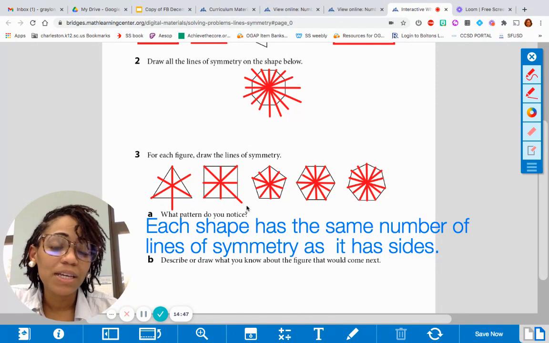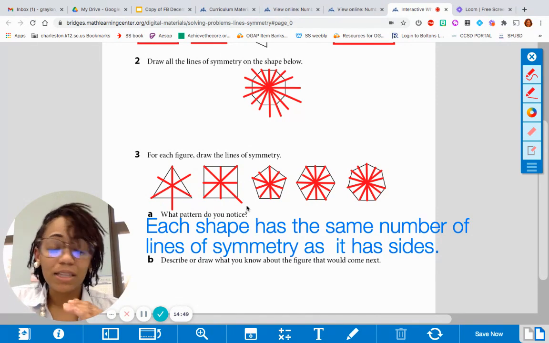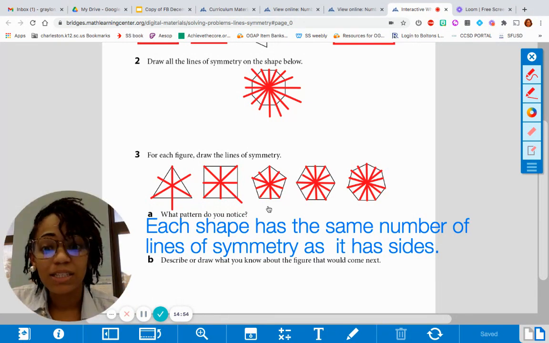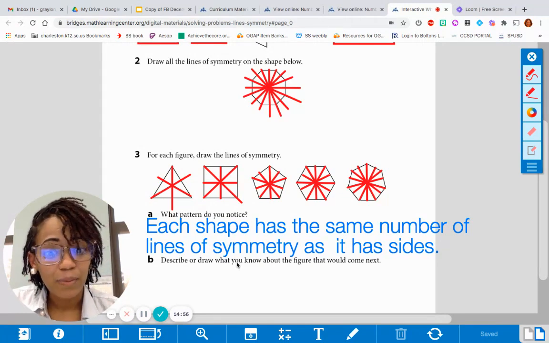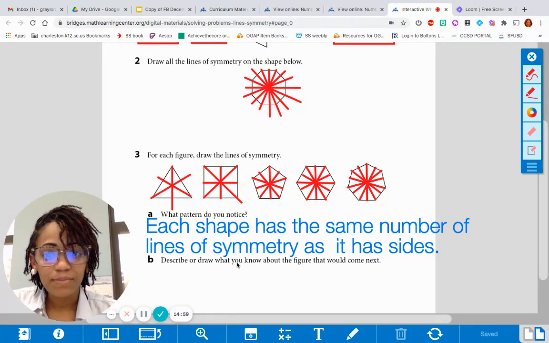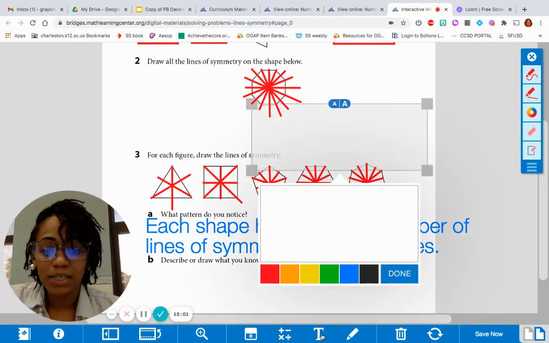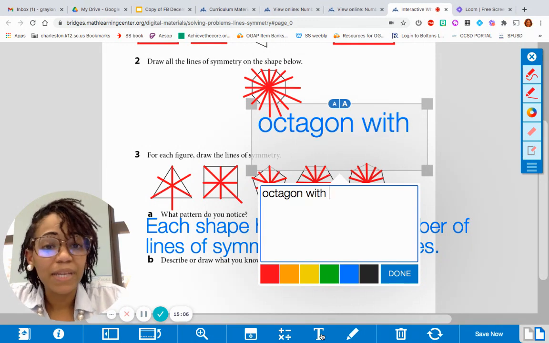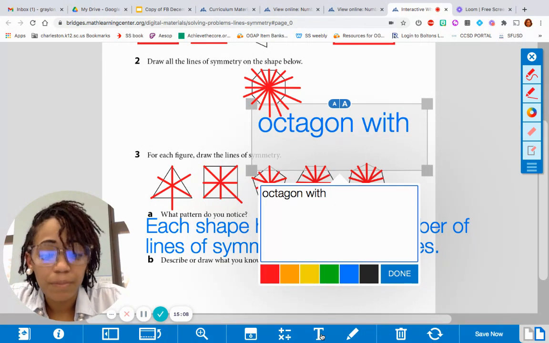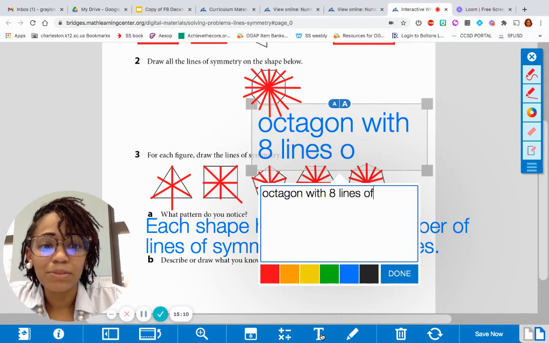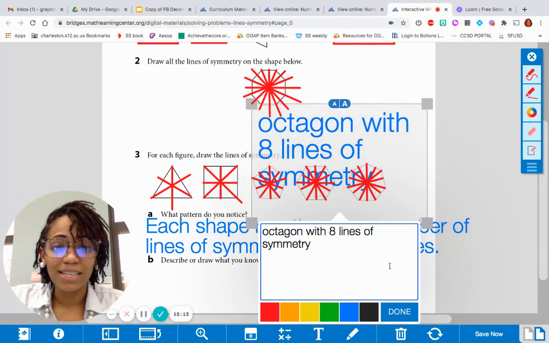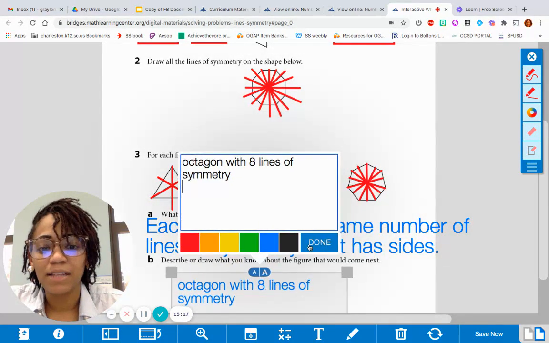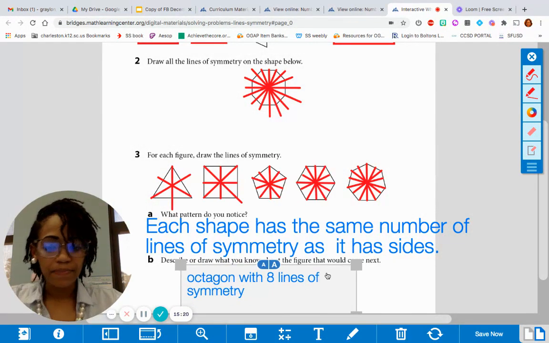So if the angles are the same degree, and the sides are the same length, then it's going to be a regular polygon and it's going to follow this pattern. And so knowing that, what's going to come next? Yes, most likely an octagon. With how many lines of symmetry do you think? With 8 lines of symmetry. You got it. Because it has 8 sides. And if it's a regular octagon, then it should definitely follow this pattern. Okay, very good.